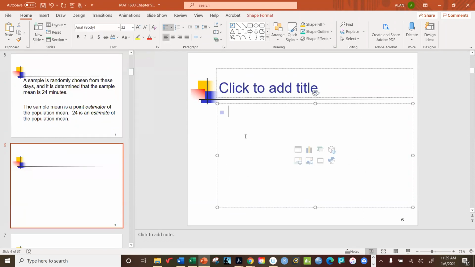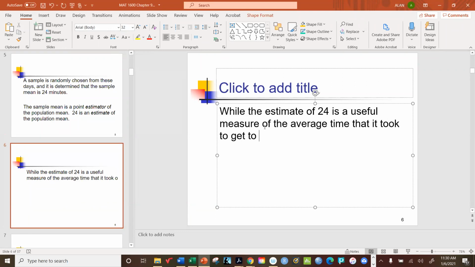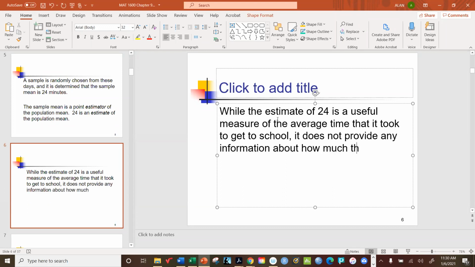But while the estimate of 24 is a useful measure of the average time that it took to get to school, it does not provide any information about how much the commuting time could vary from one day to the next.